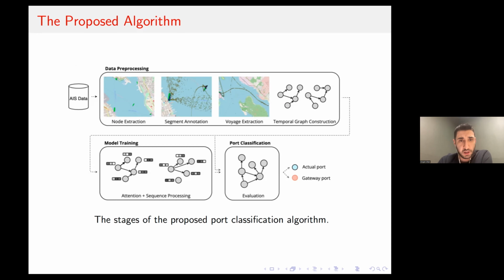Then we train our model. While training, we take into account attention mechanisms as well to see the importance of the neighborhoods. And then we process these sequences temporally. And when we have a trained model, we can send some graphs to see the categories of these ports.